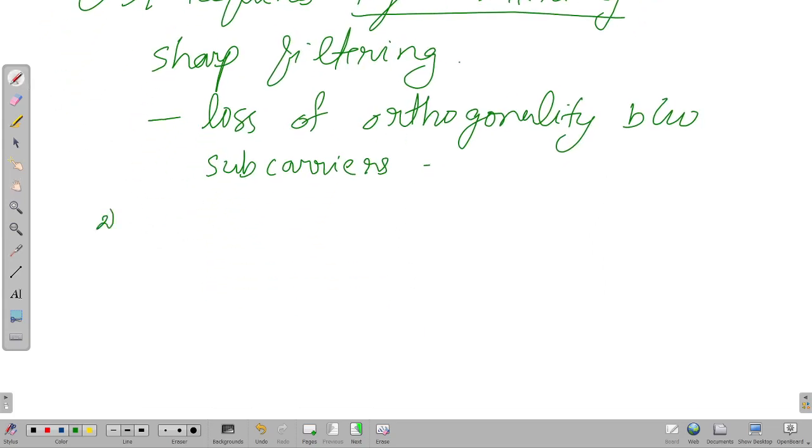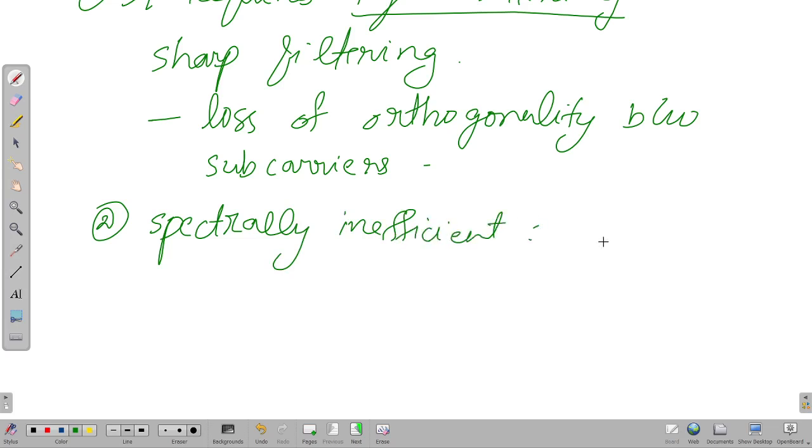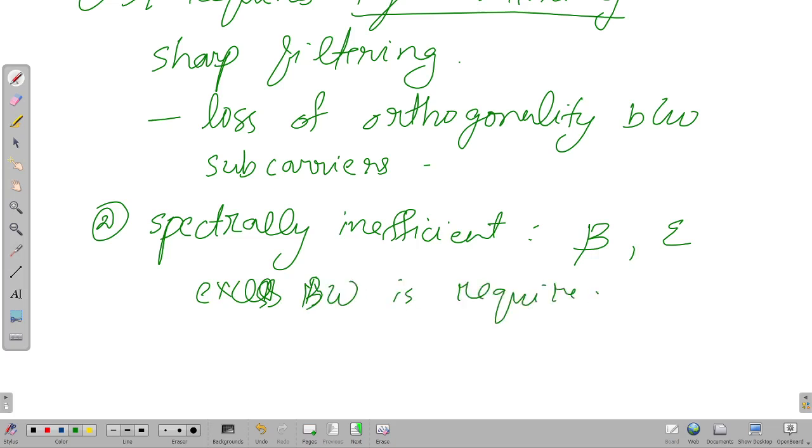The second point which we discussed was that it is spectrally inefficient. Because you have the roll-off factor beta for each of the pulses, and you have epsilon, which is the time limiting factor for each of the pulses, you need to use excess bandwidth. Excess bandwidth is required for transmission.